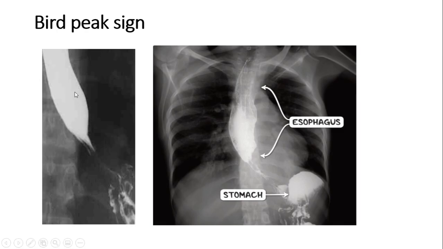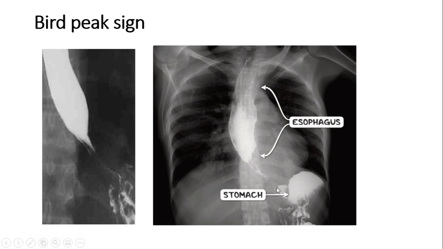This is the X-ray, or what we call barium swallow. Barium or contrast media is ingested by the patient, and an X-ray is taken to demonstrate the upper esophageal dilatation and the sudden tapering of the lumen of the esophagus. That is what we call the bird beak sign or rat tail sign.